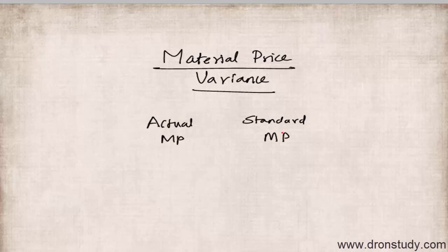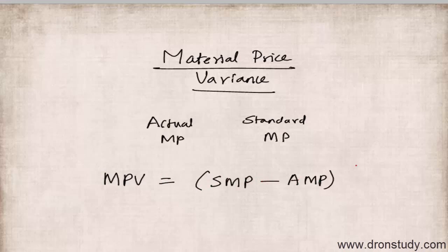So how do you find this material price variance? If I want to put it as a formula, then I can say material price variance is nothing but the difference between standard material price and actual material price multiplied by actual quantity. So you have to find the difference between these two, that is standard material price and actual material price, then multiply it with actual quantity so that you get material price variance.